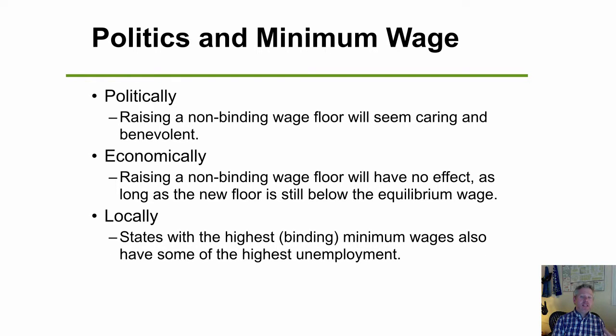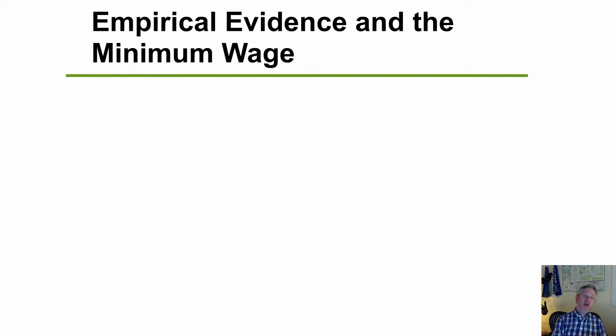All right. States with the highest binding minimum wages have some of the highest unemployment. So we do see a correlation between having a high minimum wage and unemployment. All right, at least just in that correlation. Places like Washington, Oregon, and California.